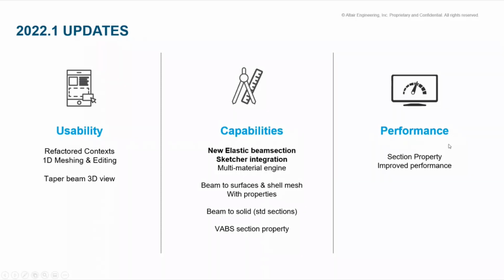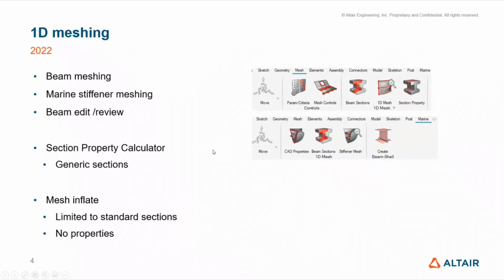And from a performance standpoint, we made some huge improvements in our section property tools and consolidation. So where did we start from? Regarding 1D meshing, till 2022, we used to have several tools spread in multiple locations.